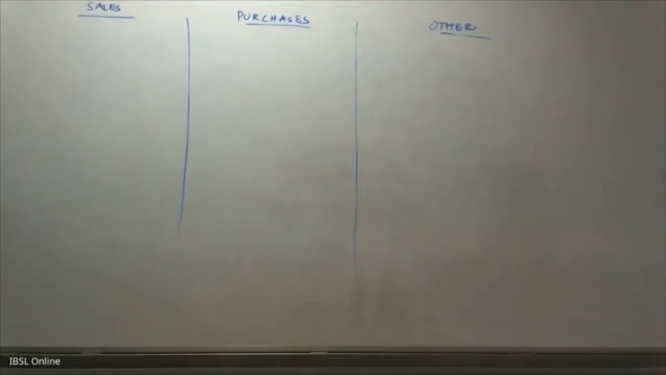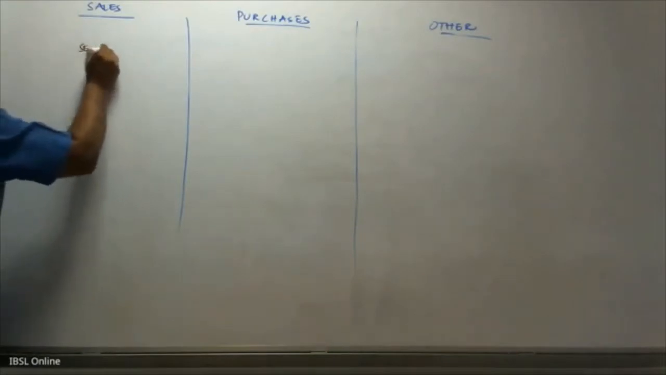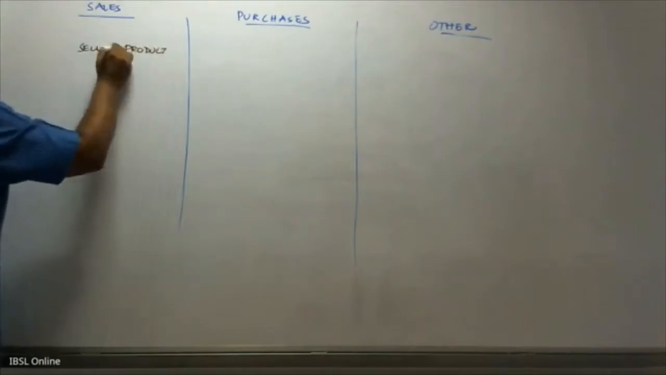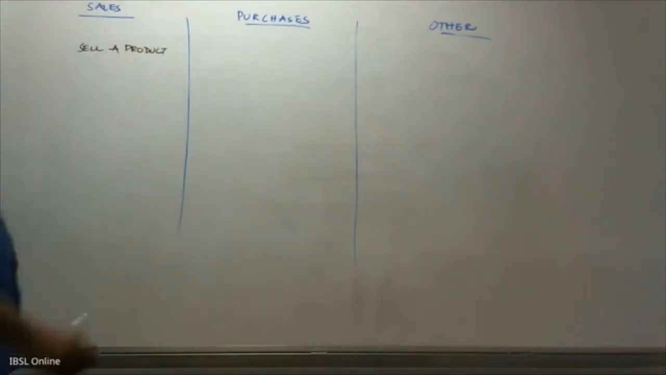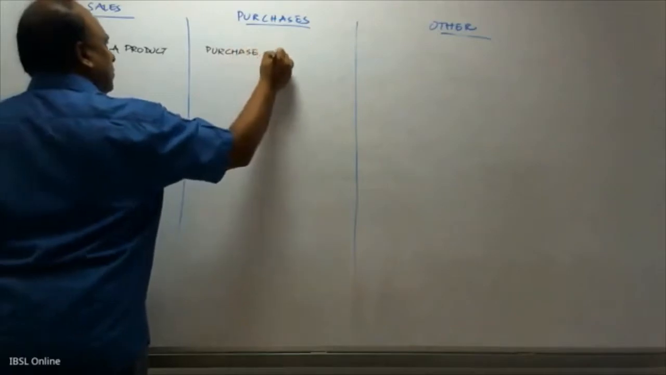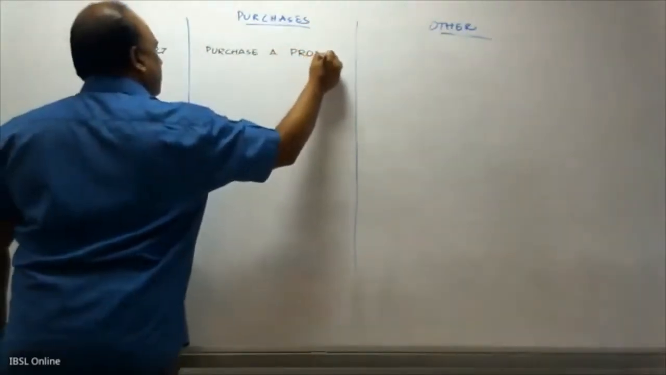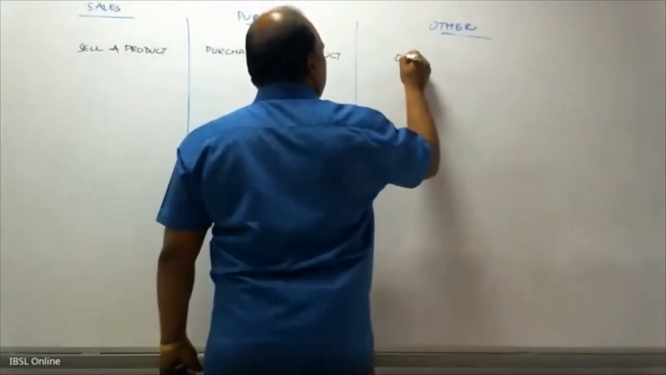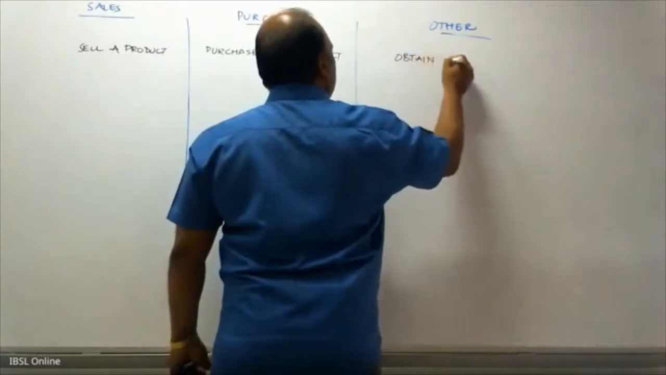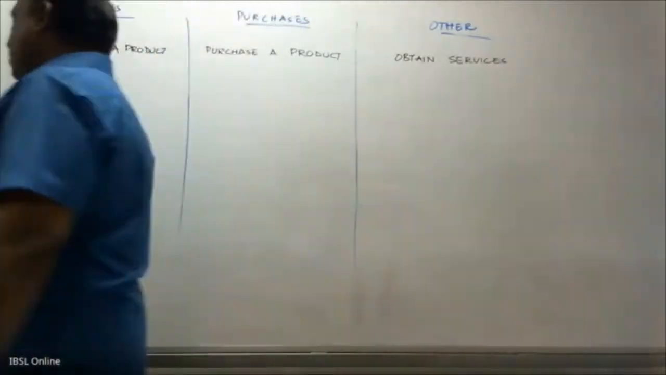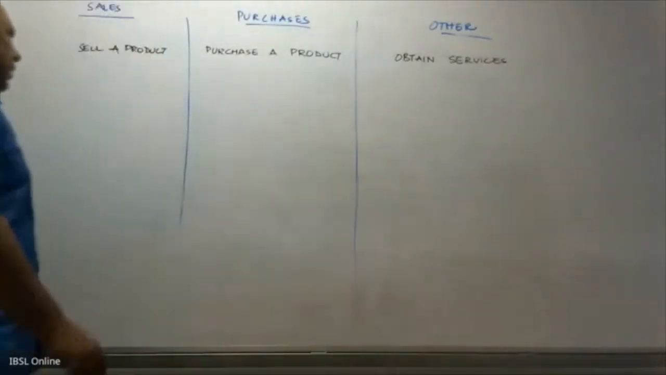Now, what do you mean by sale? You sell a product. Or you can sell a service also. Let's take a product, that will be easy. You purchase a product. Right? Any other means you obtain services. Obtain services. Or let's keep it like that.